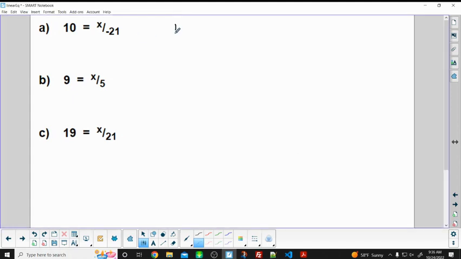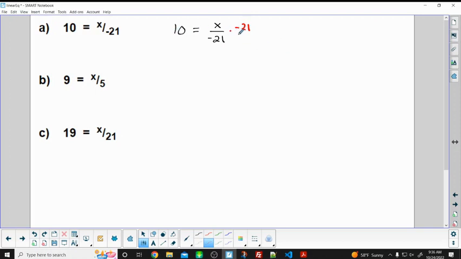So A, we have 10 equals x over negative 21. And notice how I rewrote this. My web page brings it up like this, but I rewrite it as a fraction. It's just more clear. So anyways, we have x being divided by negative 21. To undo that division of negative 21, I am going to multiply by negative 21.